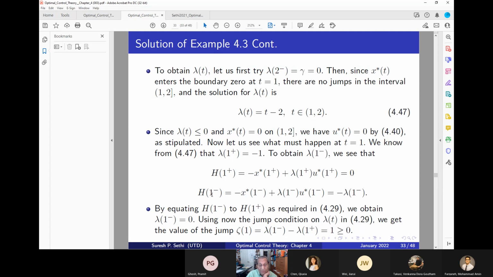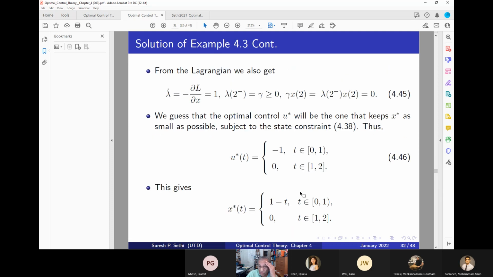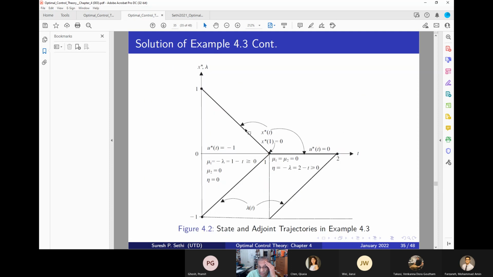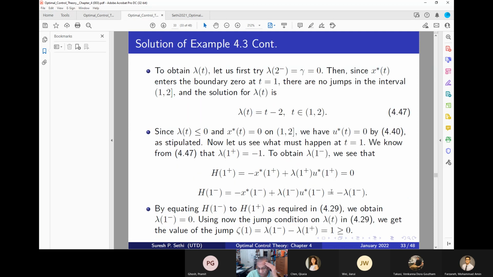What is h1 minus? Well, h1 minus is still 0 because at 1 and 1 minus x is continuous, so x is 0. Lambda 1 minus we do not know, but u star 1 minus we do. U star 1 minus is minus 1 right there. So we can put minus 1 there, and once you put minus 1 there, we say h1 minus is minus lambda 1 minus. They have to be continuous. So h1 plus and h1 minus have to be equal, which means lambda 1 minus is 0.